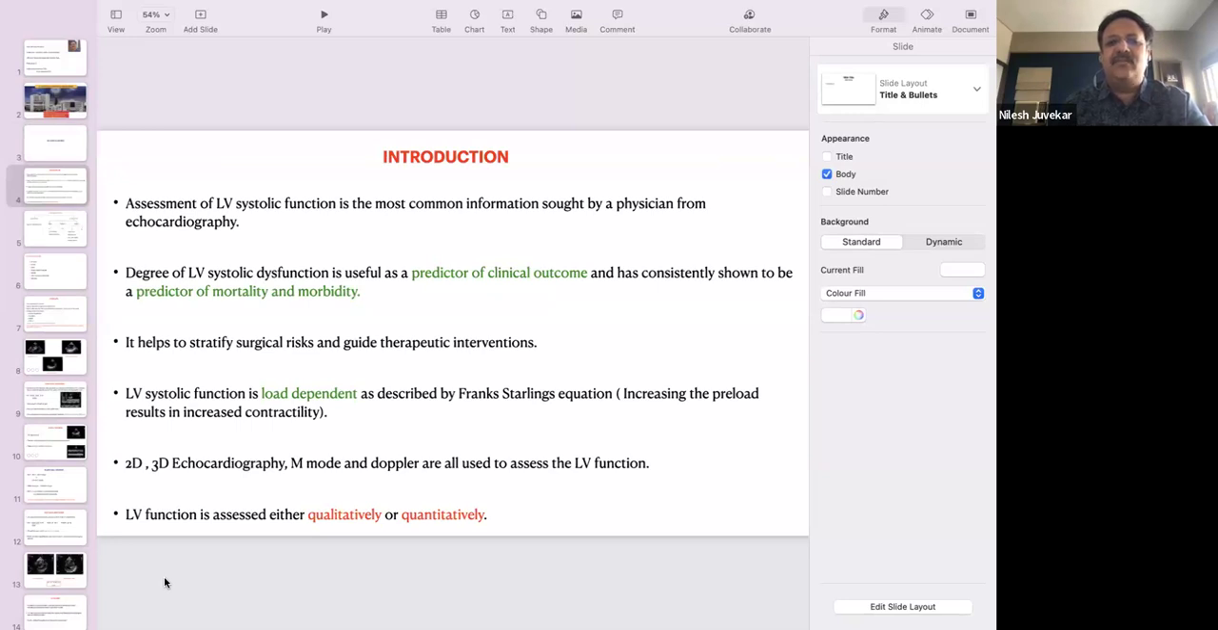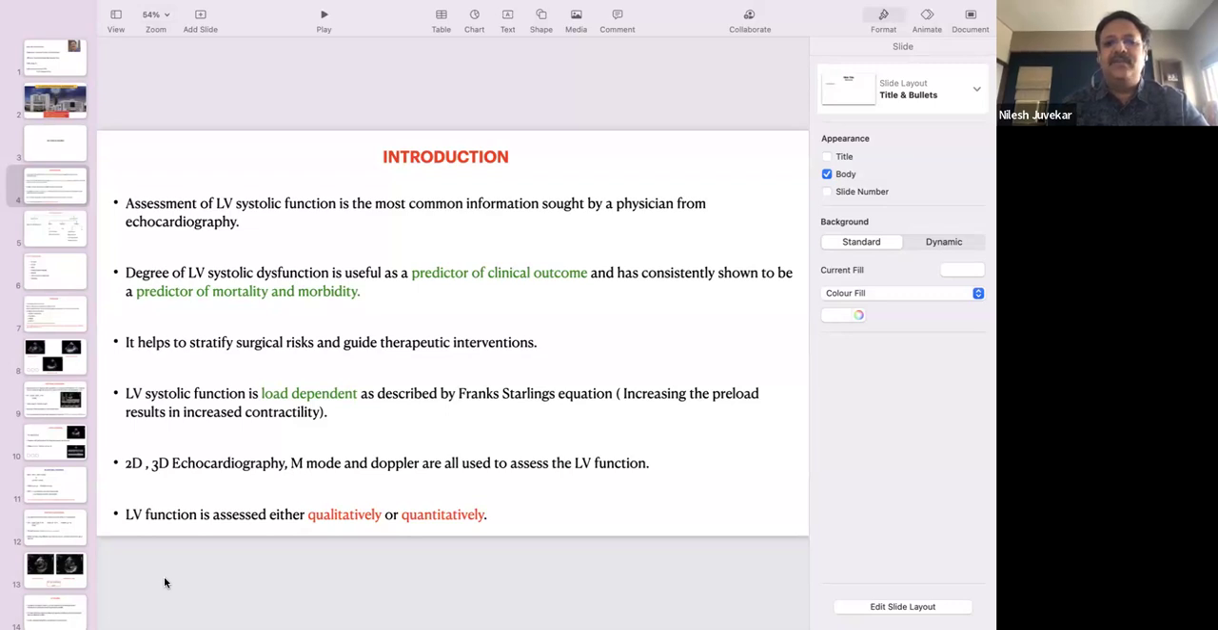Because LV systolic function or dysfunction is a predictor of perioperative clinical outcome, and also it has been consistently shown to be a predictor of morbidity and mortality. It helps us to stratify the surgical risks and also guide the therapeutic interventions. As we all know, it is a load dependent parameter which is described by the Frank-Starling equation. That is, by increasing the preload, we can increase the contractility.